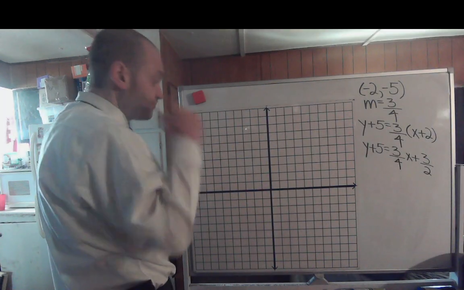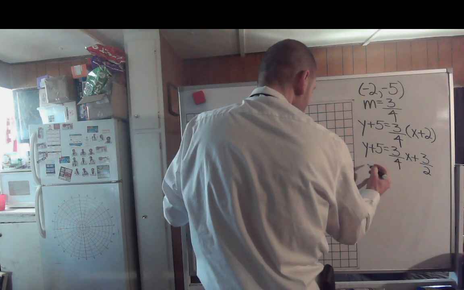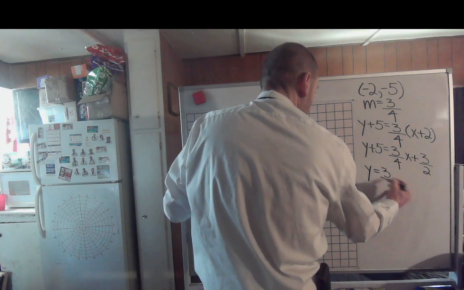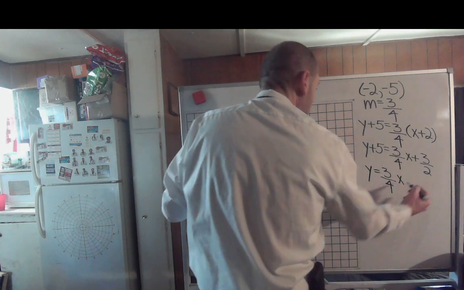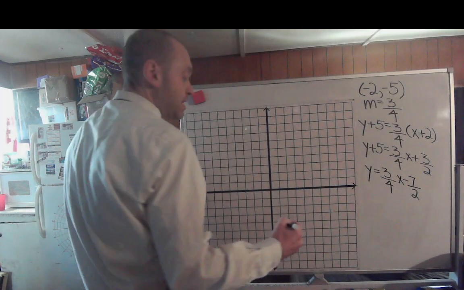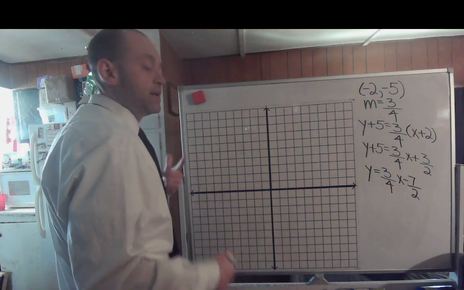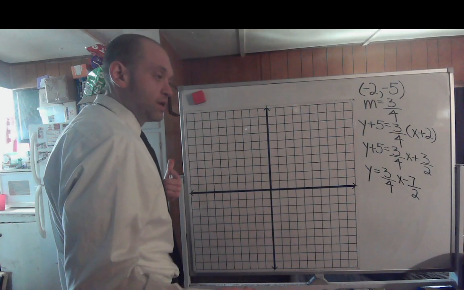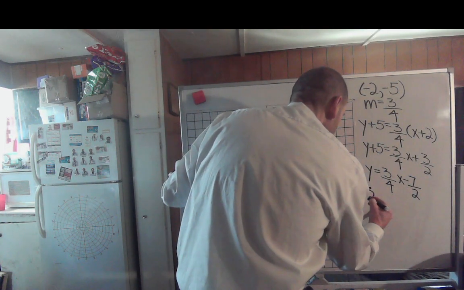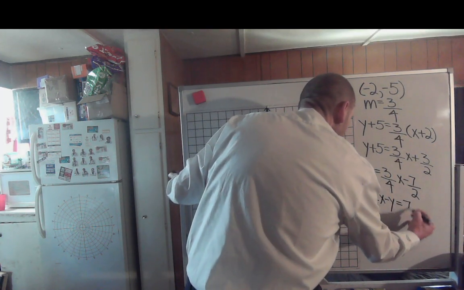Alright, so let's get the y term by itself to start. This would become y equals 3/4 x minus 7/2. Now if we're going to start to convert this into general form, we need to get the x and y terms together on one side and get the constant term by itself. So this would turn into 3/4 x minus y equals 7/2.